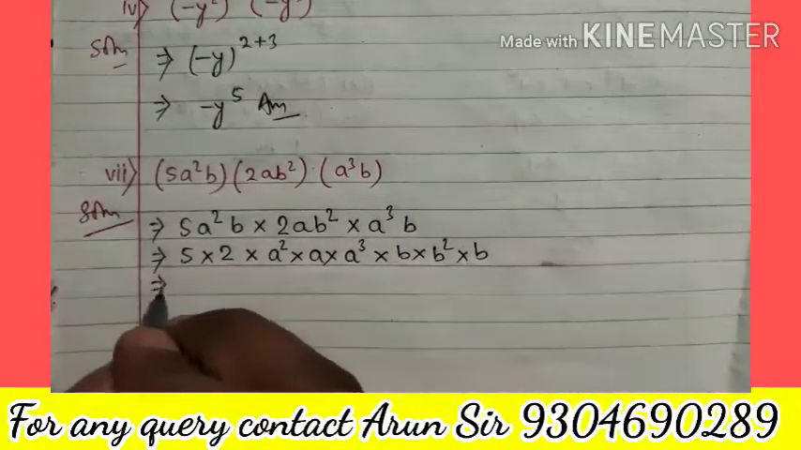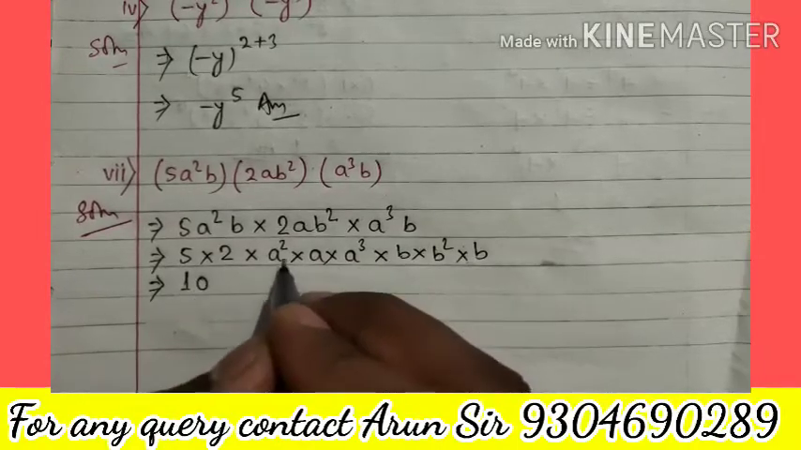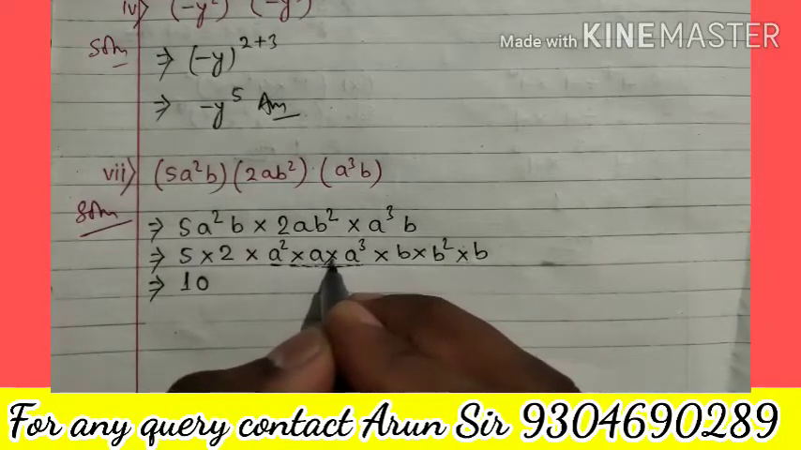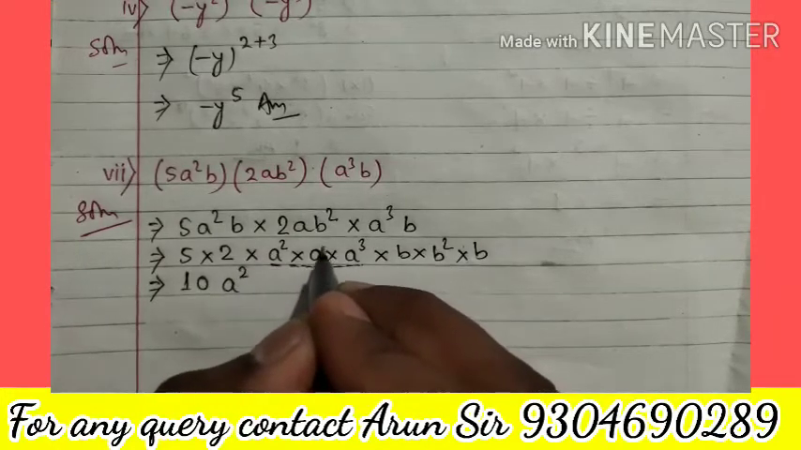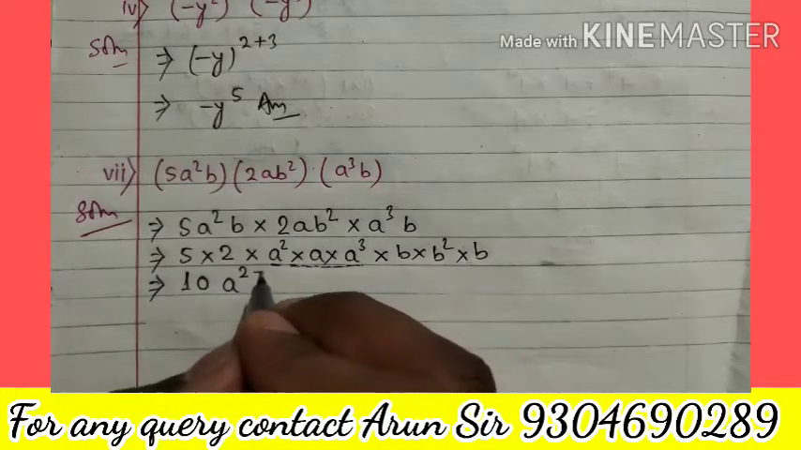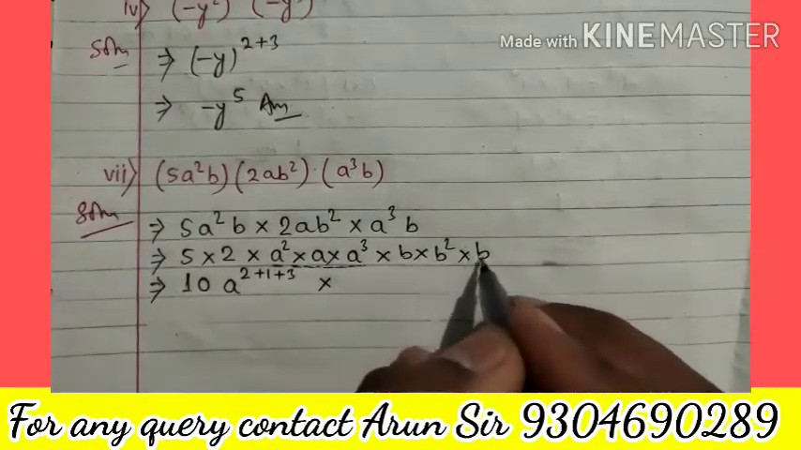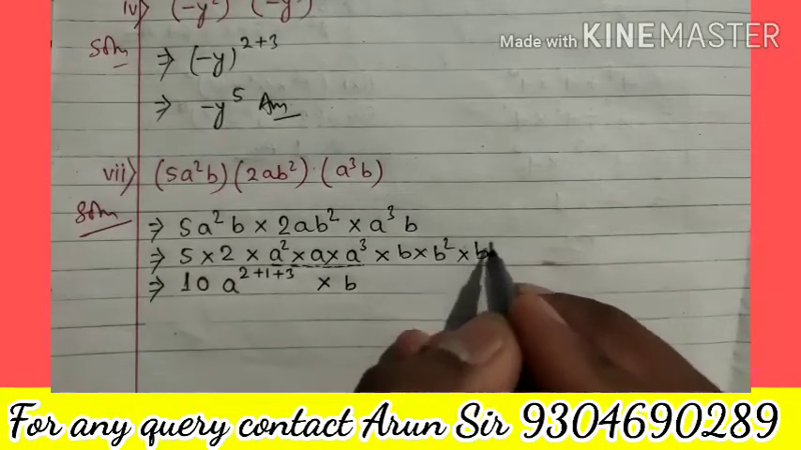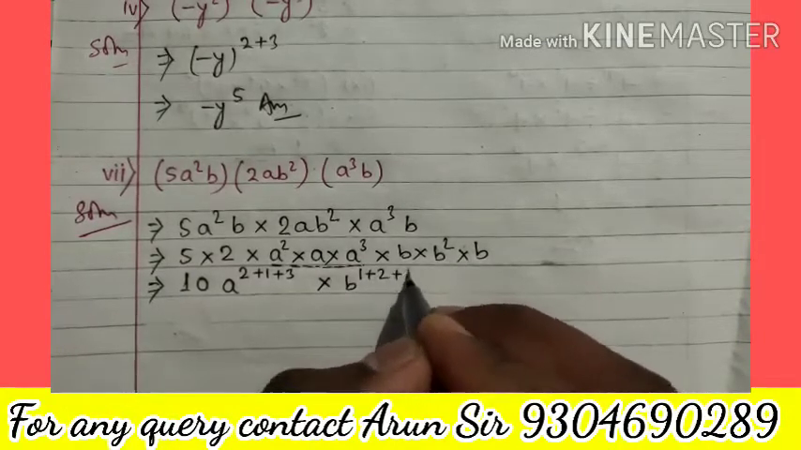Now in the next step what we will do, we will multiply the constant, 5 into 2 is 10. Now here we can see with these 3 a, bases are same, in between multiplication is there, we will add the power. 2 to a to the power 2. Here no power is there, that means 1. Plus 1 plus 3 into, here also all the b are having same base, b to the power 1 plus 2 plus 1 because multiplication is there. 1 plus 2 plus 1.